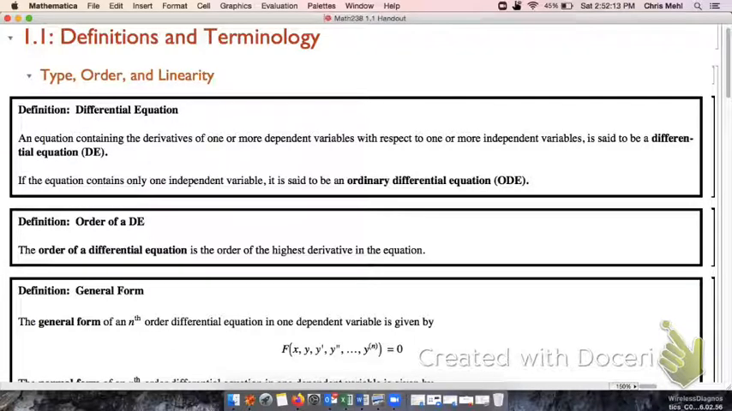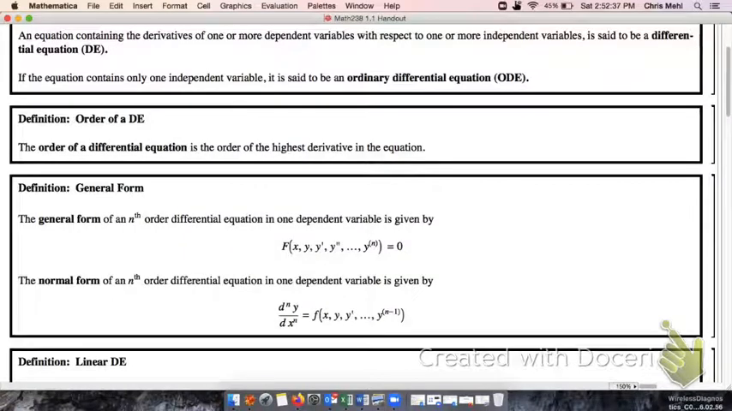So you might have a y prime or a y double prime. If the highest derivative appearing is y prime, the first derivative, that would be an order 1 differential equation. If y triple prime appeared and that was the highest order derivative, that would be the order of the differential equation. In that case, it would be 3. Okay, so we're going to be studying ODEs: single dependent variable, single independent variable. The order of a DE is the highest derivative that appears.